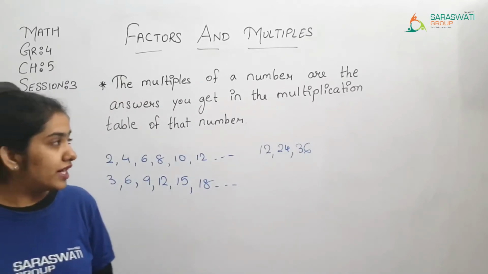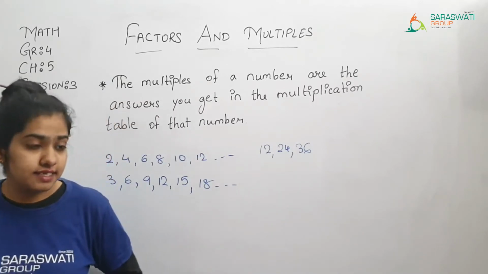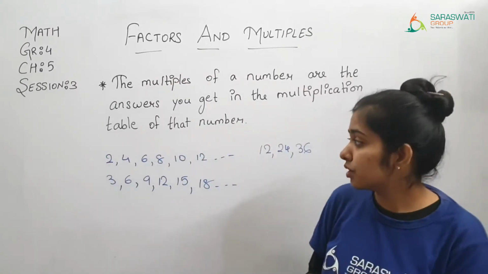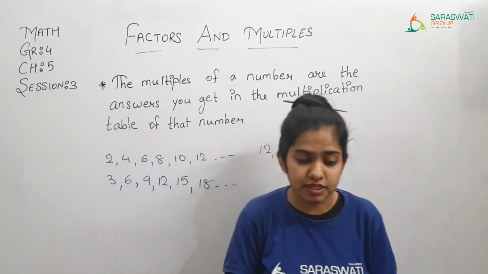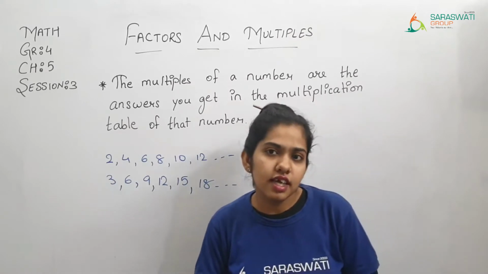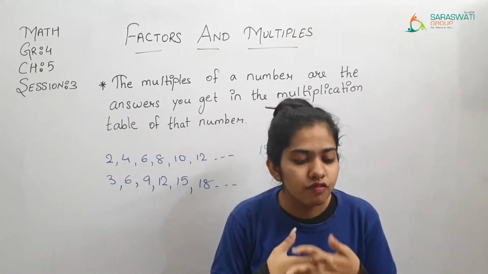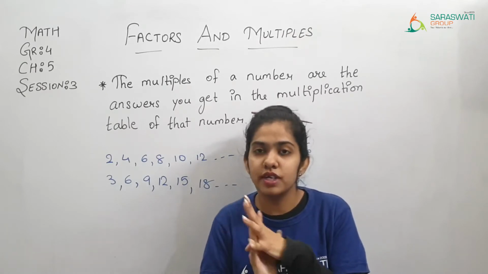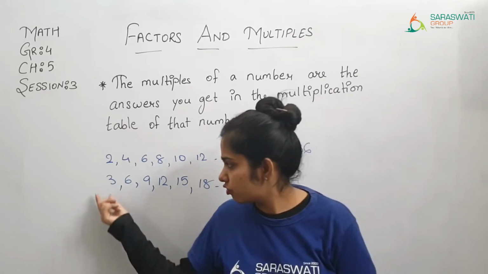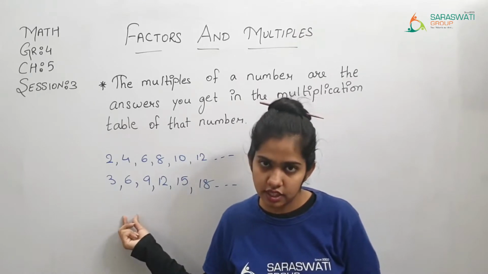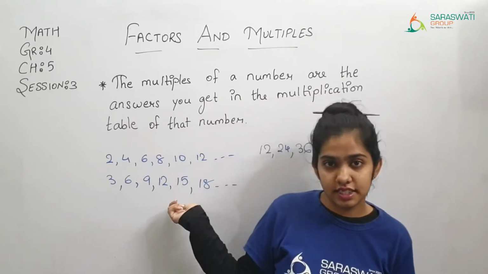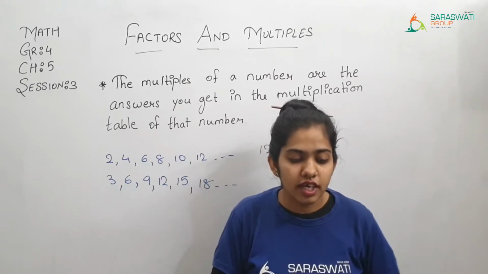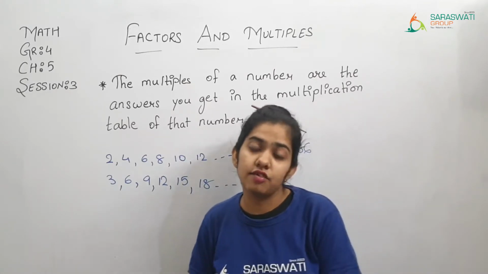So multiples are really very easy to learn and you can also enjoy while doing this. You will have a lot of fun doing multiples, right? If I say list the first 4 multiples of 4, first comes 4, then 8, then 12, then 16, so 4 multiples are done. That's it. Now find the multiples of 6 that are less than 40.